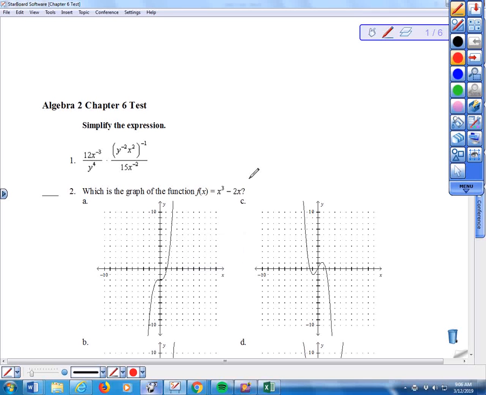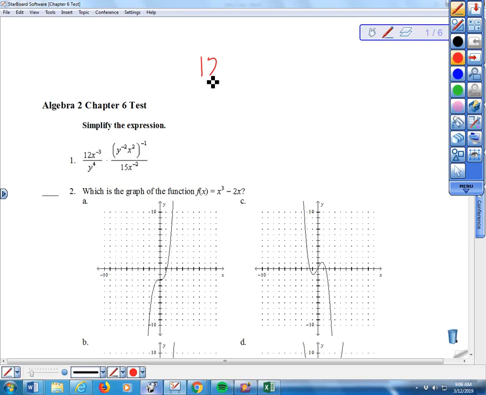Can get this to go. Just take it one piece at a time. Okay, so let's focus on the 12x to the negative 3 over y to the 4th. When you have a negative exponent on the x, it only applies to the x. It does not apply to the 12 or anything else next to it. It just applies to the x.